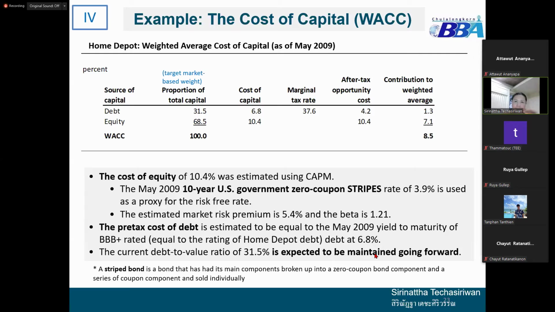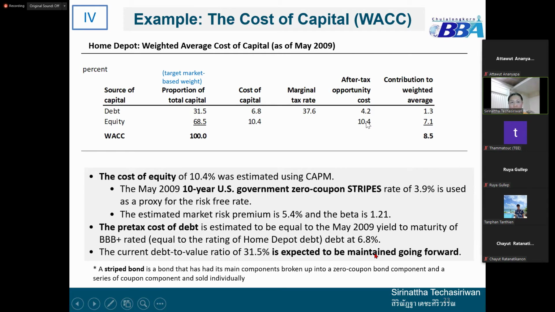And this example is from your textbook. So they provide you with the market value weight of debt and equity, the component costs, and this is the tax rate, right? Marginal tax rate. The cost of debt must be after tax, right? So you multiply this cost of debt by 1 minus this 37.6%. And so you have the cost of debt after tax.